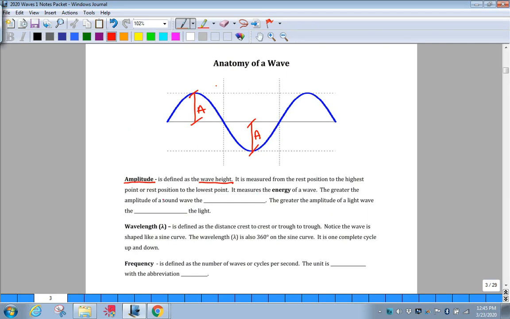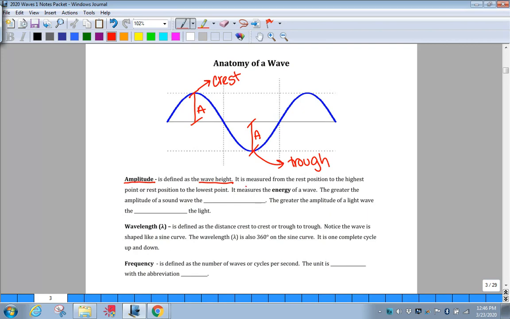Okay, so looking at this, we have to know that a couple of the terms that are not in here are the top of the wave. This is known as the crest of the wave. And the lowest point of the wave, this is called the trough of the wave, okay?